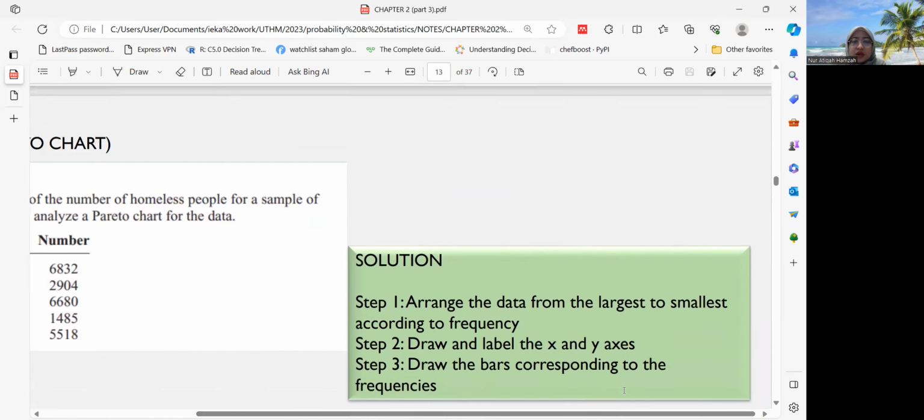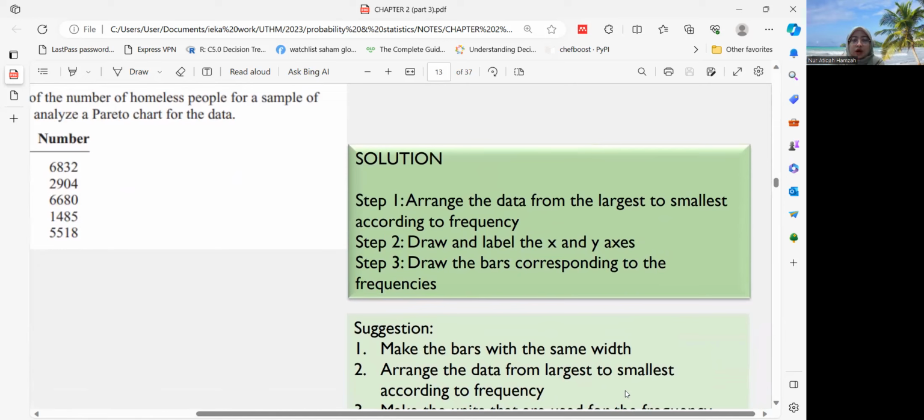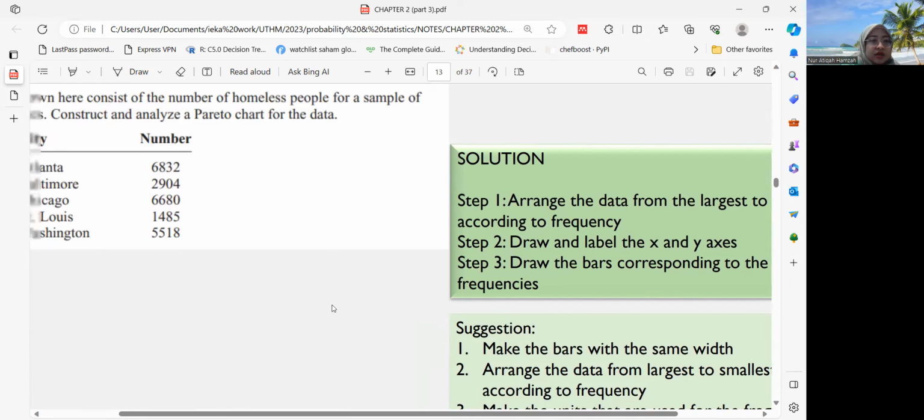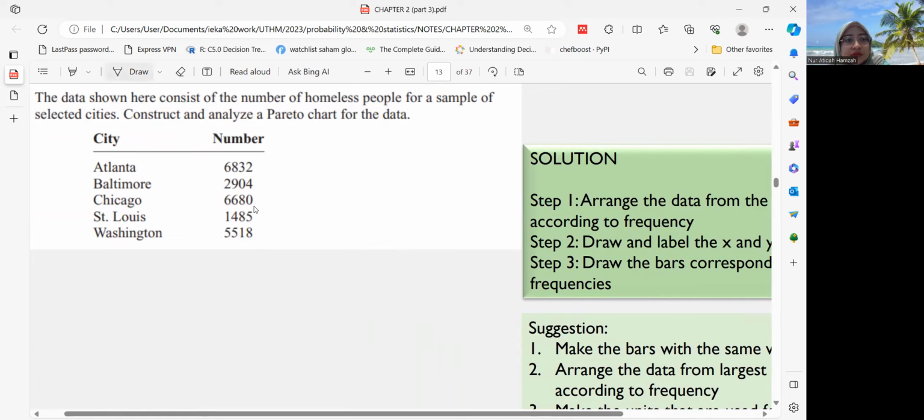So let's see, there are 3 steps on how to build the solution to draw a Pareto chart. So step 1 is to arrange the data from largest to smallest according to frequency. So kalau awak tengok kat sini, the largest one is Atlanta. Okay, this is number 1. And then Chicago. Next one is Washington. Third one, this is third one. The fourth one is this. And then the last is number 5.